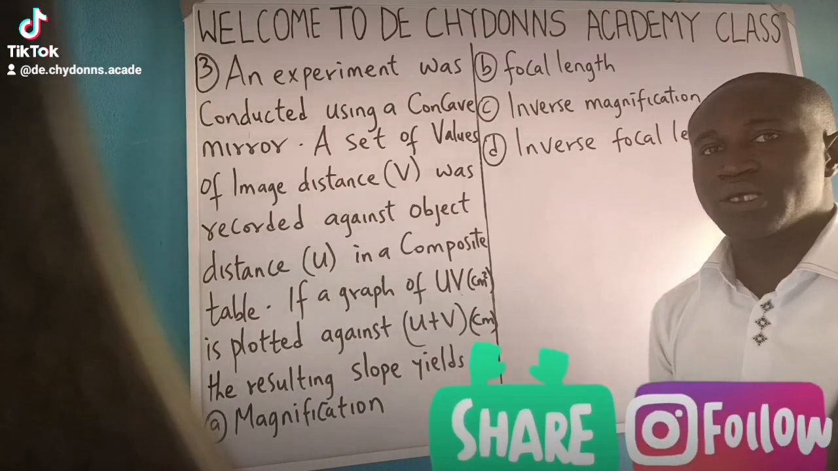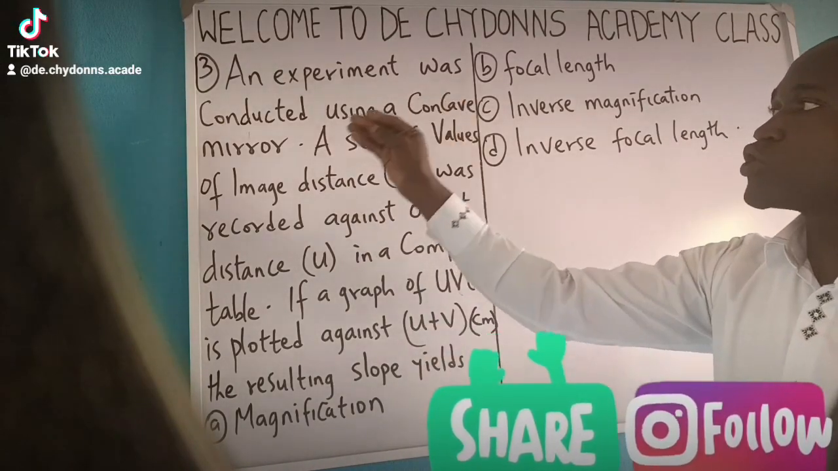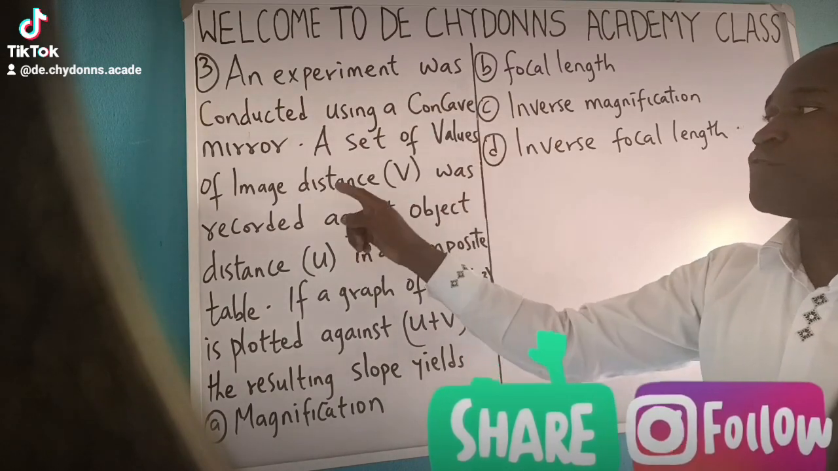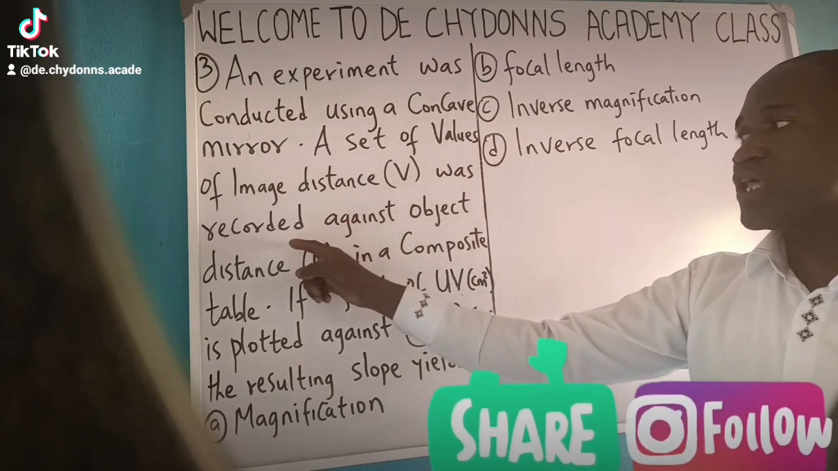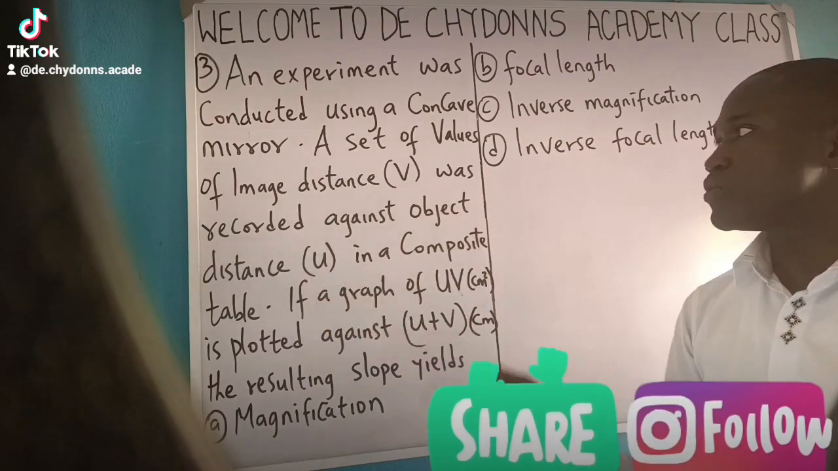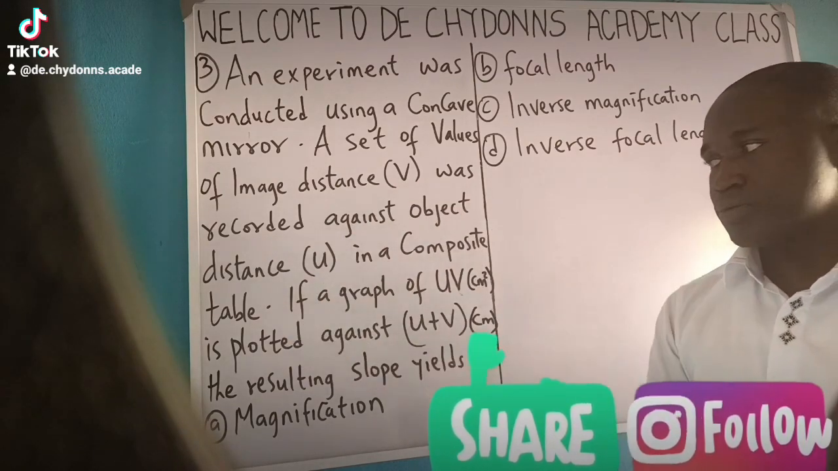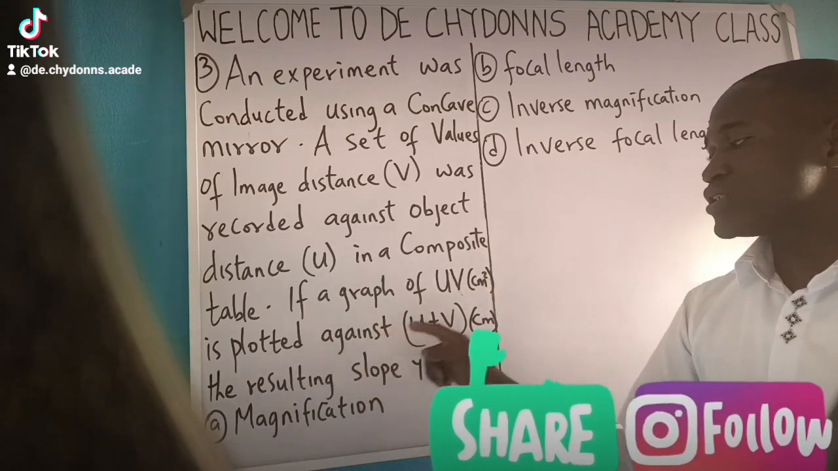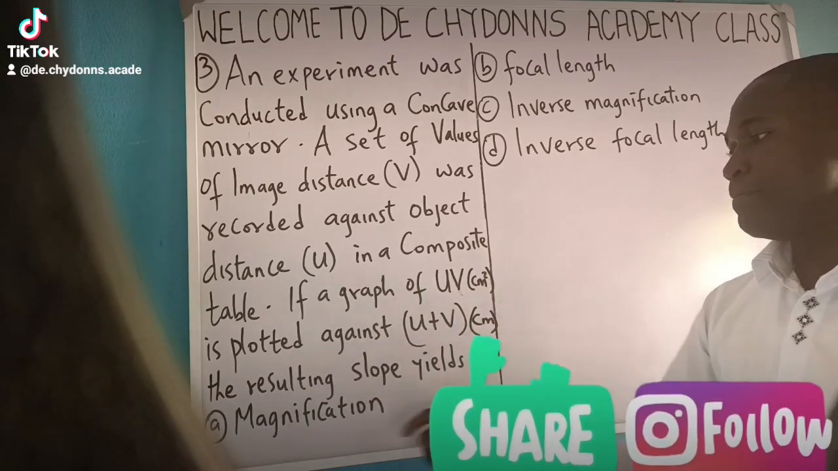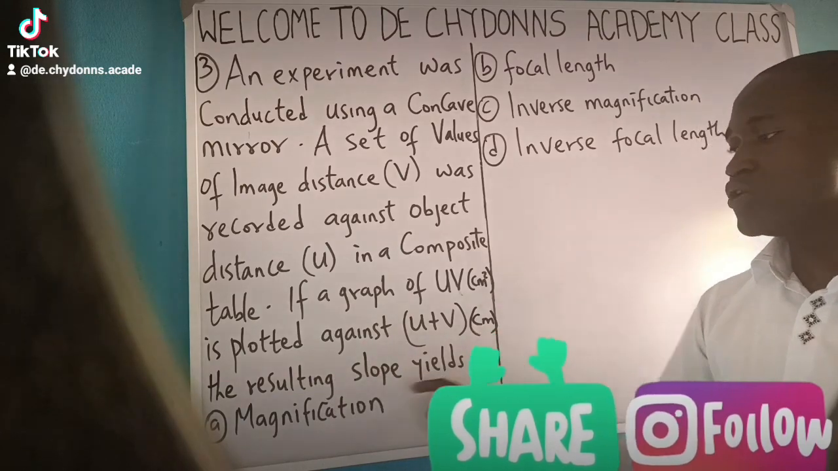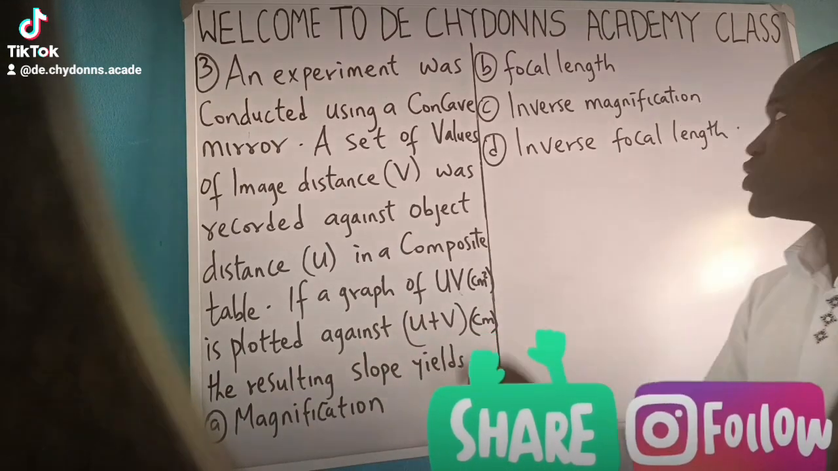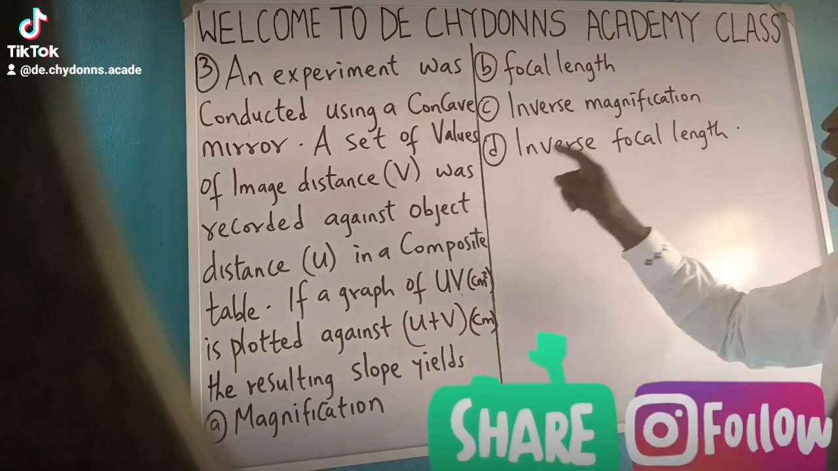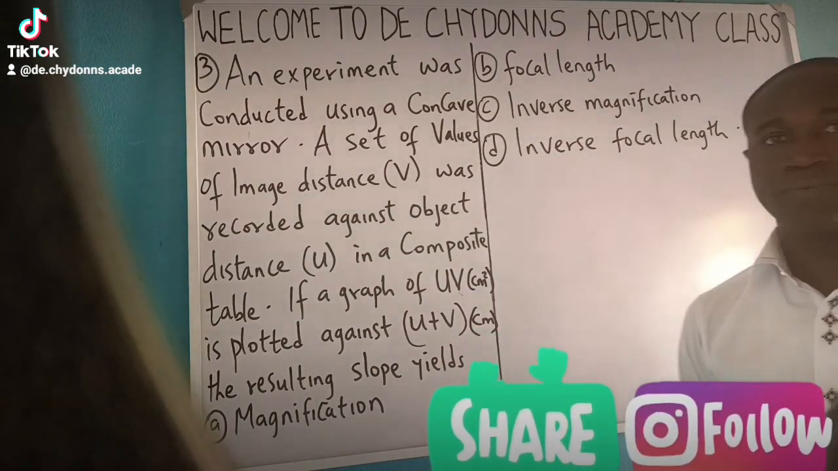Let's solve question 3. An experiment was conducted using a concave mirror. A set of values of image distance v was recorded against object distance u in a composite table. If a graph of uv (cm²) is plotted against u plus v (cm), the resulting slope yields: a. Magnification, b. Focal length, c. Inverse magnification, d. Inverse focal length.